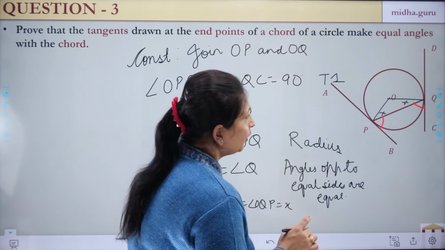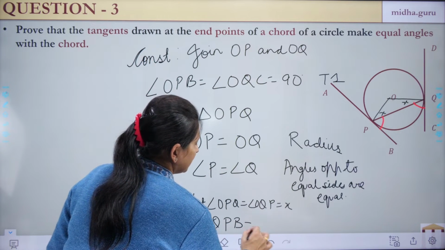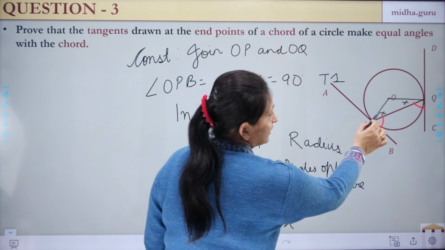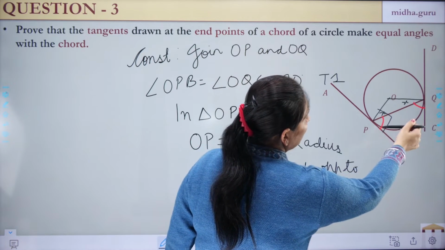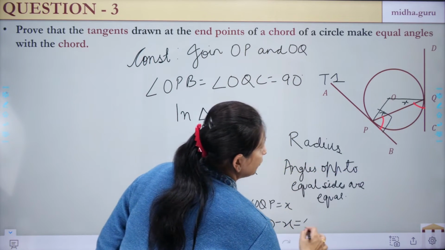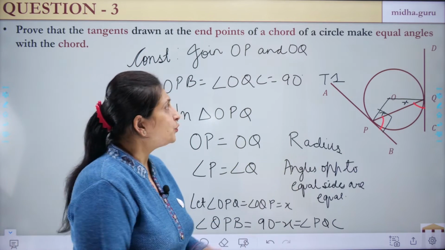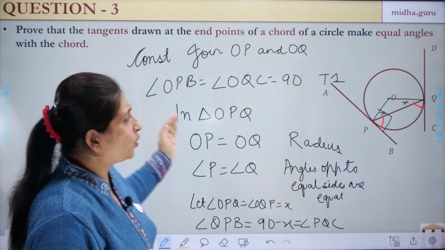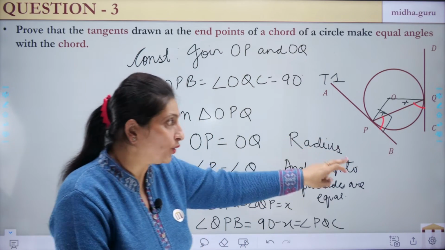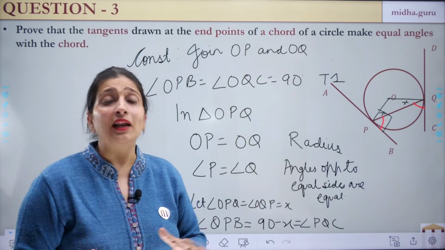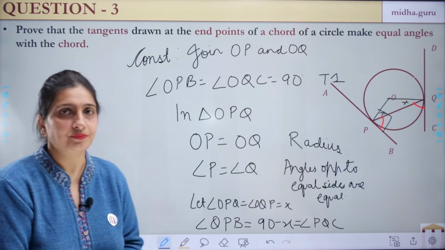If this is x, what will be angle QPB? Just tell me. Yes, it will be 90 minus x, because this full is 90 degrees. We know this is 90 degrees. So this will be 90 minus x, and similarly angle PQC also will be equal to 90 minus x, which we have proved, which was what the question said to prove, that tangents drawn at the end points of the chord. These two were the tangents which were drawn at the end point of the chord PQ. We had to prove that they were making equal angles with the chord. That means we had to prove this angle is equal to this angle, which we have done.